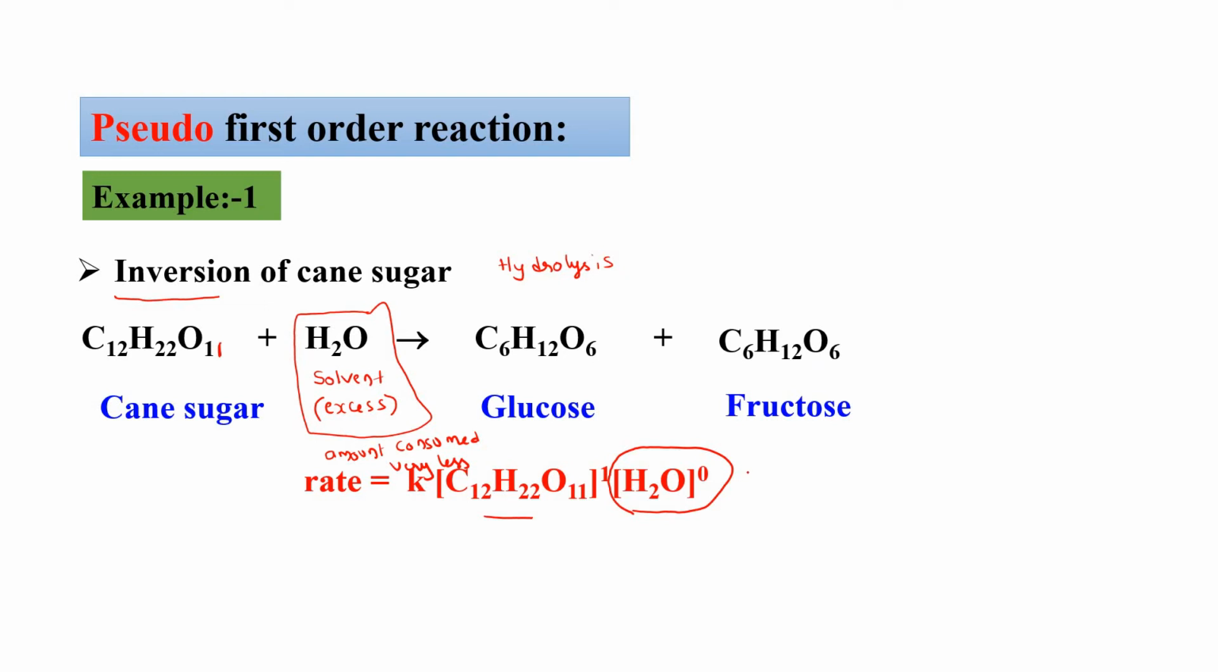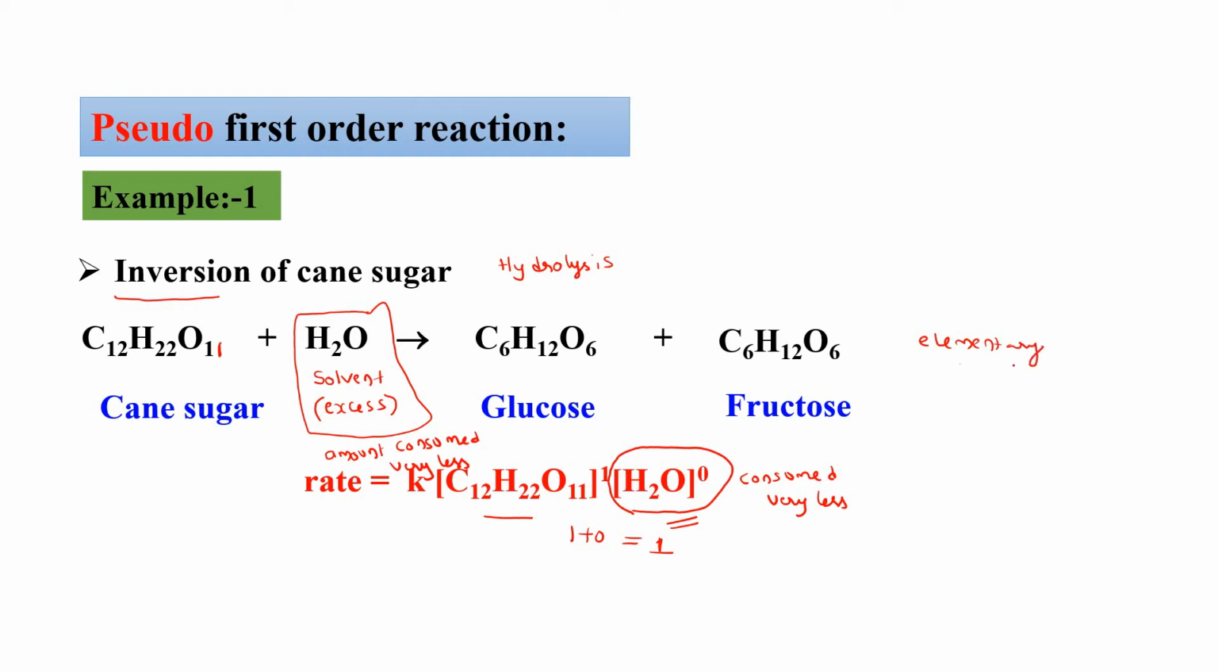Why? Because the amount utilized is very less. The concentration of water consumed is very less, so the effect of concentration in this case is negligible. When the effect is negligible, there is no need to consider it in the rate expression. Now here 1 plus 0 is equal to 1, first order, and it is an elementary reaction.